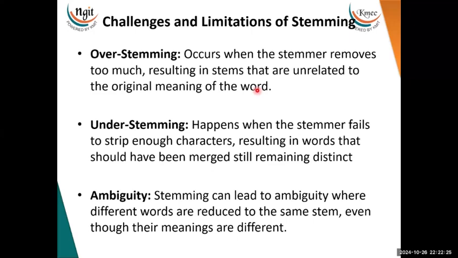So an example for overstemming can be when I say university, it stems to universe. When I say organization, it stems to organ. An example for understemming can be general and generally, where these remain as two different stems. Okay. And for ambiguity, you can say universe and university, which might be reduced to the same stem, universe. So these are the challenges.